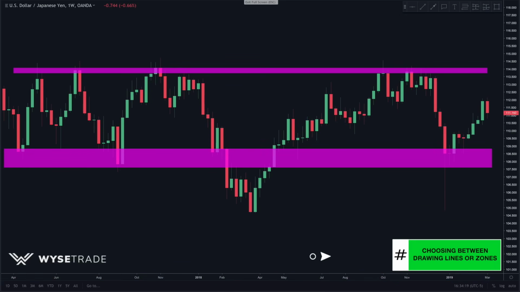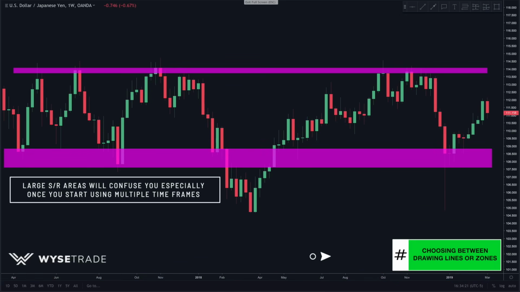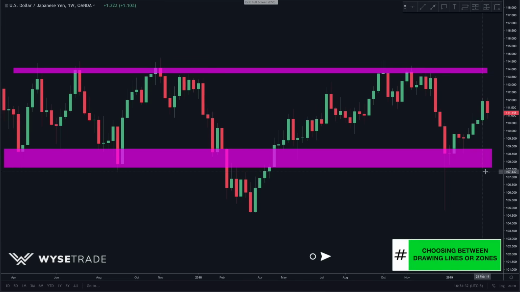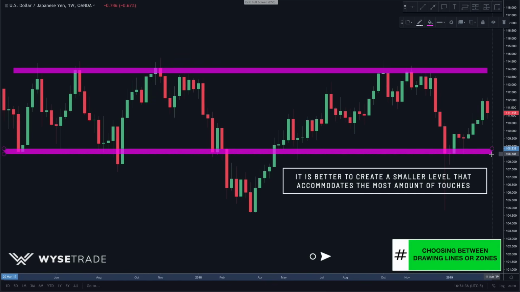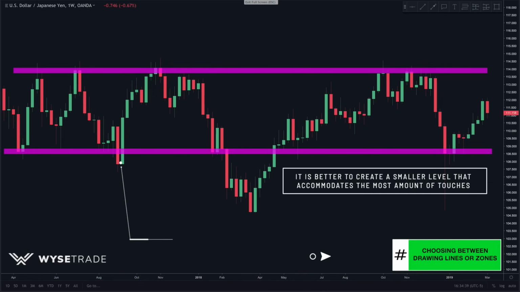1, it looks terrible, and 2, you'll end up confusing yourself with such a large area, as it gets even worse once you start using multiple time frames. So instead, we opt to create a smaller level that accommodates the most levels that it can touch. And then this point here will be deemed a false breakout.